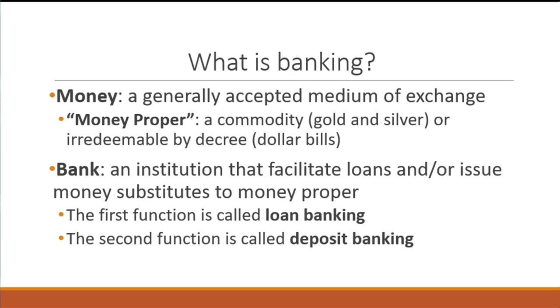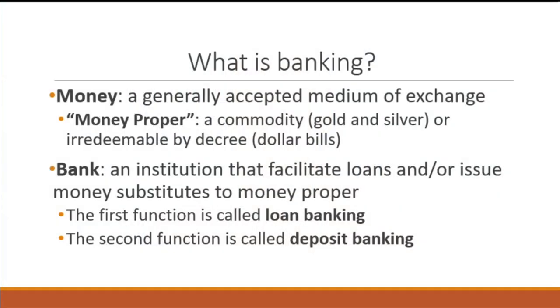Now, originally dollar bills were redeemable for gold. We'll sort of show that in a little bit. But that's just important to go through, especially once we talk about the types of money substitutes banks can create, okay? Substitutes to the money proper. A bank is an institution that facilitates loans and or issues money substitutes to the money proper, okay? So it either grants loans, connecting savers and borrowers, or it issues money substitutes, right? Claims to the money proper, okay?